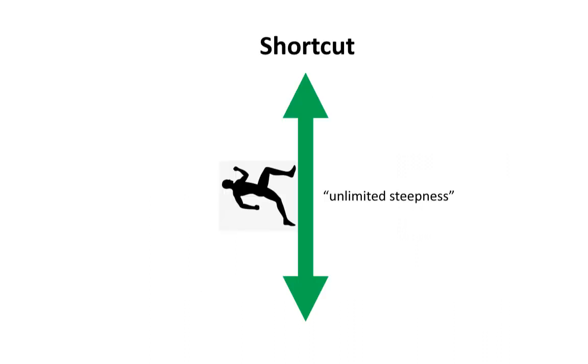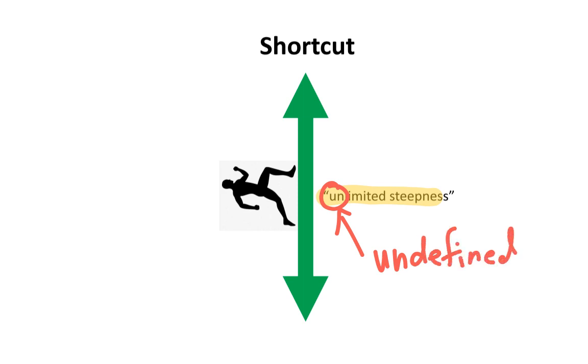Now, there is a shortcut to remember the slope of a vertical line. This vertical line is extremely steep. I would say that it actually has unlimited steepness. The word unlimited starts with the same 2 letters as undefined. Therefore, the slope of a vertical line is always undefined.